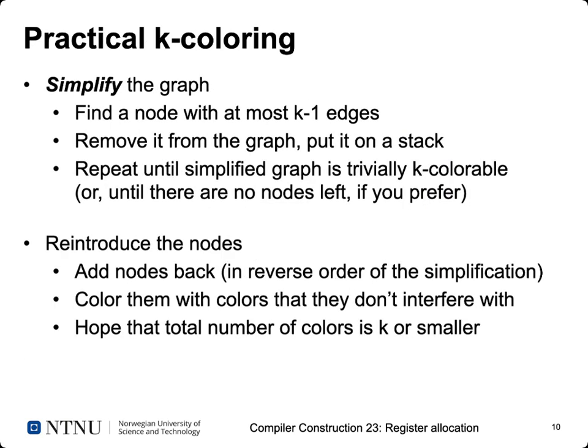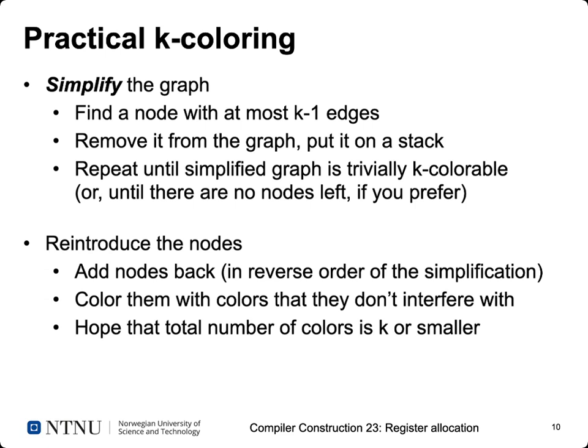So how can we perform k-coloring of graphs without wasting too much time in our compiler backend, having exponentially rising code generation times with the number of variables used, which is obviously something you wouldn't want? The first thing we do is we simplify our graph. We try to find a node that has at most k minus 1 edges for k-colorability, and then we remove it from our graph and put it on a stack. We repeat this process until our simplified graph is trivially k-colorable, or until there are no nodes left, whatever you prefer.